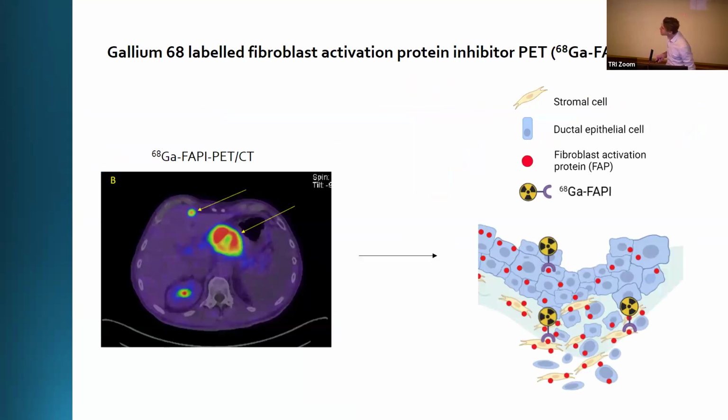So, gallium-68 labeled fibroblast activation protein inhibitor, FAPI. It's a novel radiotracer which targets fibroblast activation protein, which is a cell surface receptor, which gets its name because it's expressed on the cancer-associated fibroblasts, that is the malignant tumor stroma, which I'm sure everyone in this room is familiar with. But it's also somewhat of a misnomer because FAP is also expressed on the epithelial cancer cells themselves.